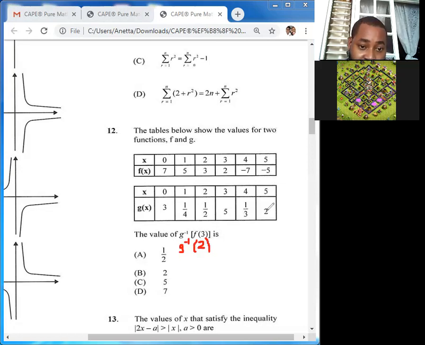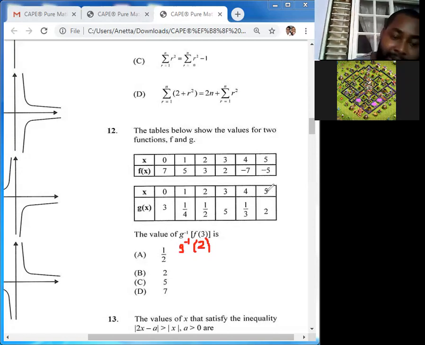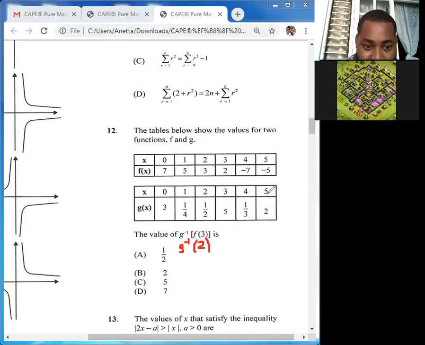So g inverse of 2 is basically saying what input would have given me an output of 2. The inverse function just reverses that. So what was my output, which was 2, now becomes the input, and whatever input would have given me that is the answer I'm searching for. What gives me an output of 2? X being 5. So the answer that I'm looking for is C.